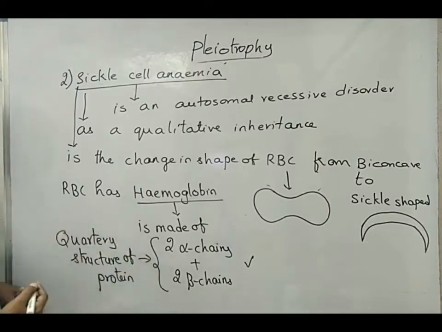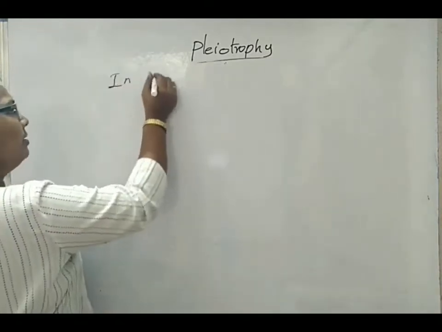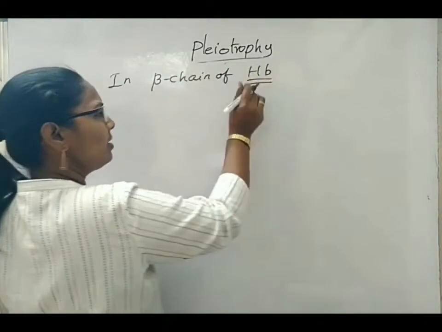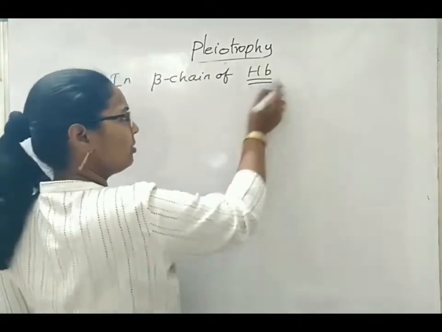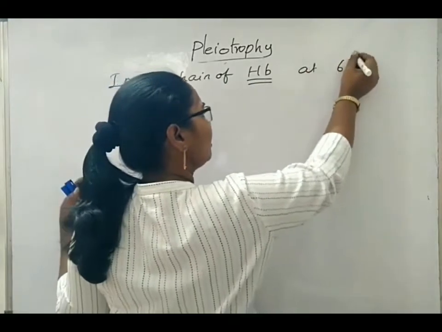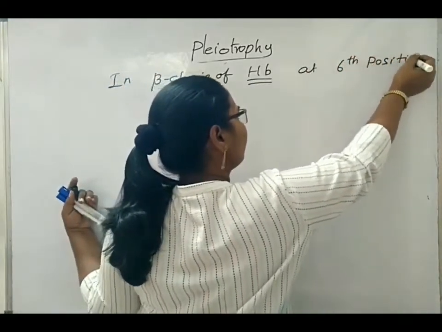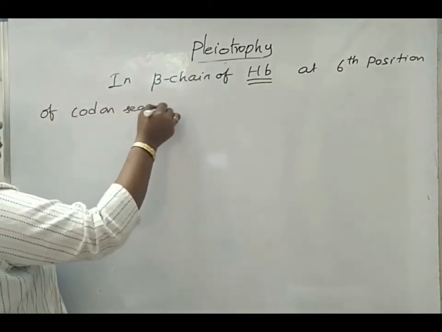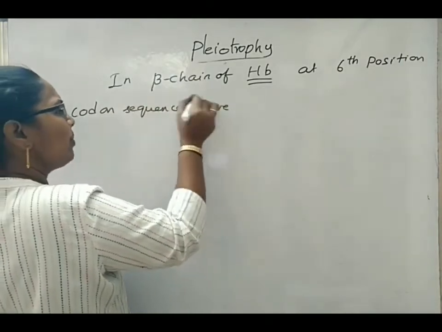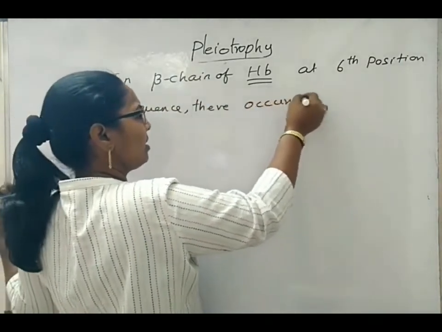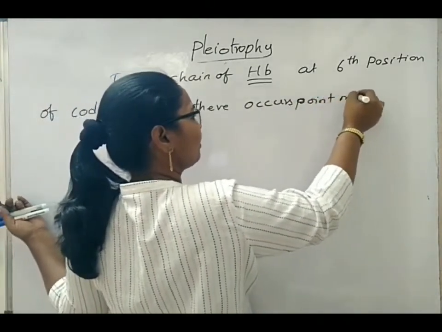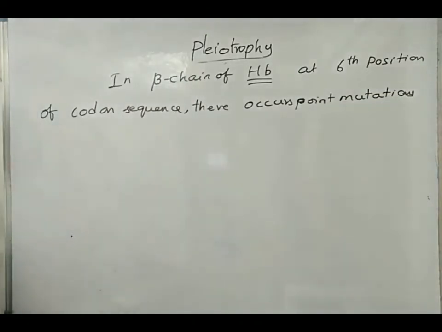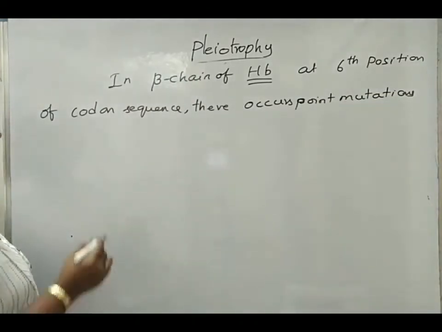Protein. These are considered as the examples for that. Now, in the beta chain of hemoglobin, that is, this is the short form to indicate the hemoglobin molecule, at the 6th position of the codon sequence, there occurs a point mutation. So, let's write some sequence of amino acids and the codons that are responsible for that.